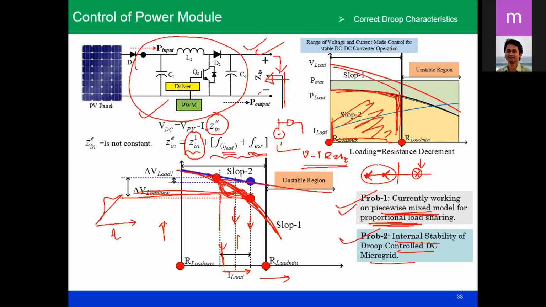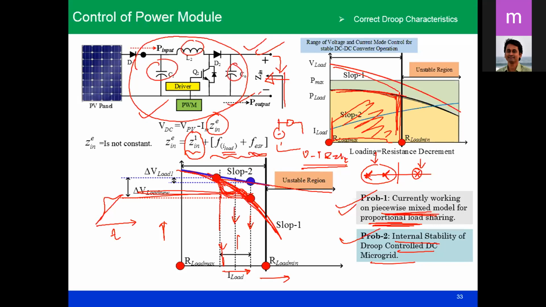So not only the dominant characteristic pole is important, but also the initial condition of this converter. Initial condition means this capacitor voltage and this inductor current. These initial conditions are important to investigate the internal stability.